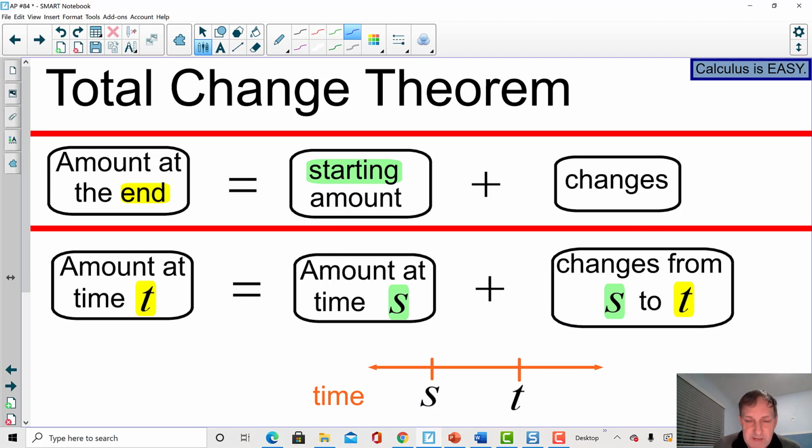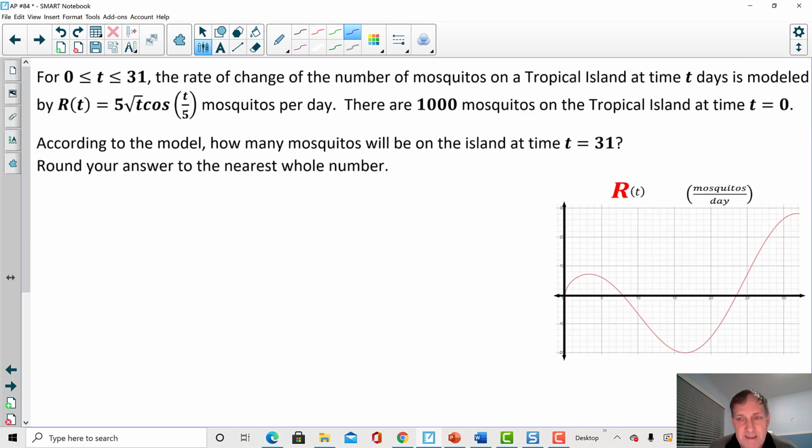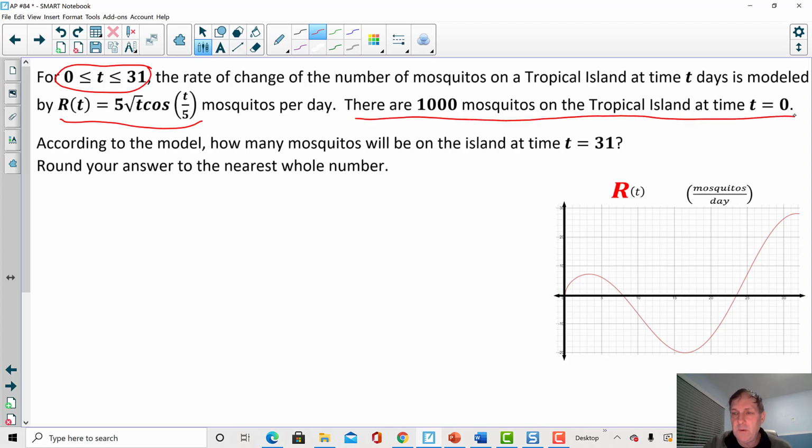So now we're going to do an actual example. Otherwise, this doesn't really make much sense. So let's go to the next page. Here we go. Here's an actual example. Okay, for this example, we're looking at a 31-day period. It says that the rate of change of the number of mosquitoes on a tropical island at time t days is modeled by this function r of t, and the units for that is mosquitoes per day. It also says that you start with 1,000 mosquitoes when time t is equal to 0. So in the beginning, you already have 1,000 mosquitoes on the island. So that's going to be kind of like our starting amount.